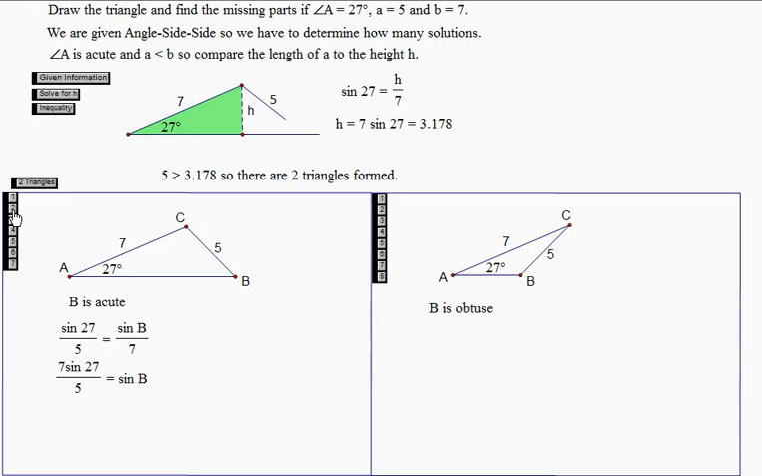On the right side, they're inverses, so the sine cancels. And so we want to do inverse sine of 7 times the sine of 27 over 5, which gives us 39.46.